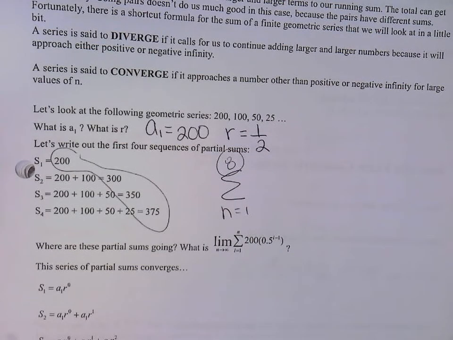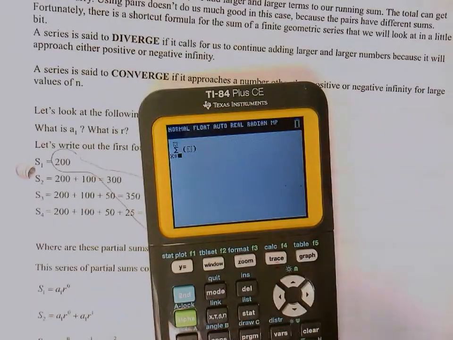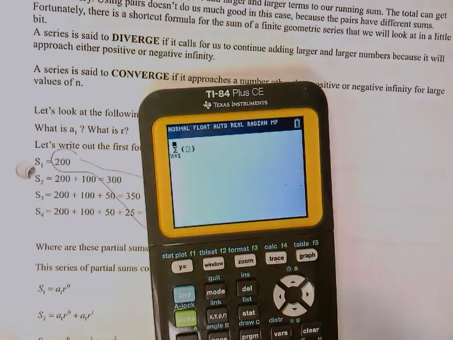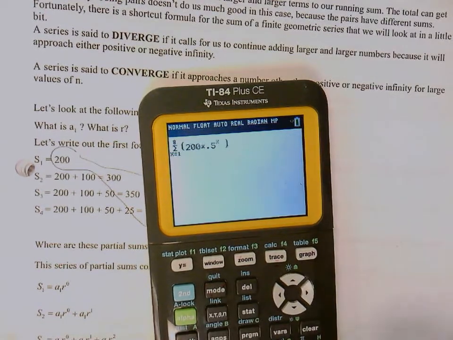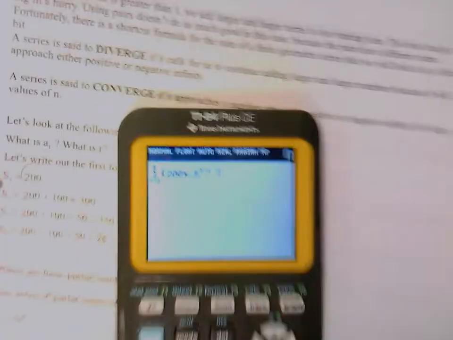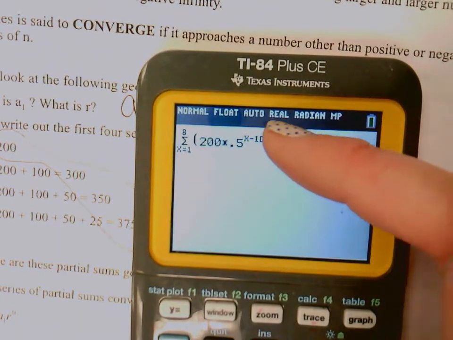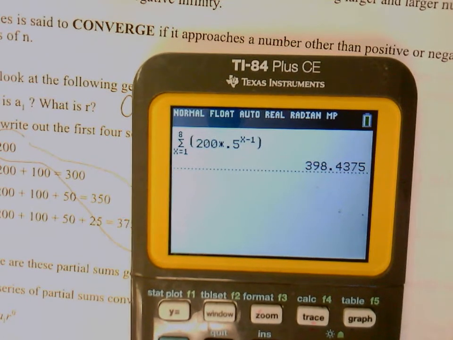So if I just take, let's do the 8th partial sum. So n goes from 1 to 8, and this is 200 times 1/2 to the n minus 1 power. It's important we remember how to write a geometric sequence, right? The n minus 1 power goes in the exponent. That gave me 398.43. So let's plug in a bigger number. How about we do the 20th partial sum?